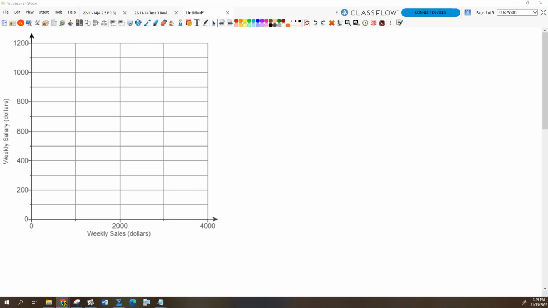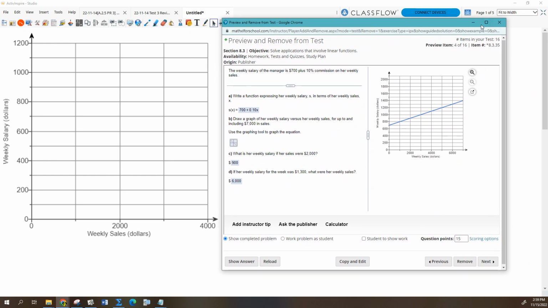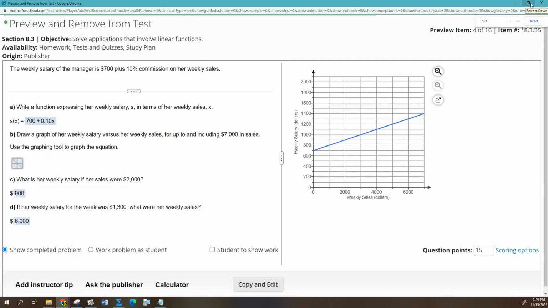Okay, so here's the first question, let's take a look at stuff like this. They're giving you weekly salary of a manager is $700 plus 10% commission, right? That's got to be the slope, percent. Okay, so then we can see that the function is going to be our starting value plus the slope. 10% as a decimal is 0.1x.